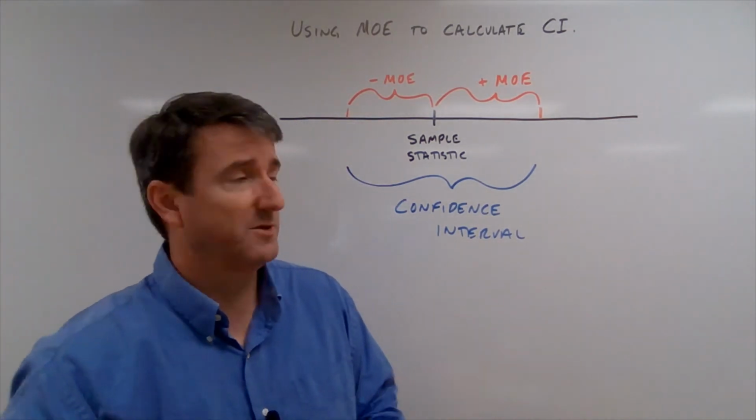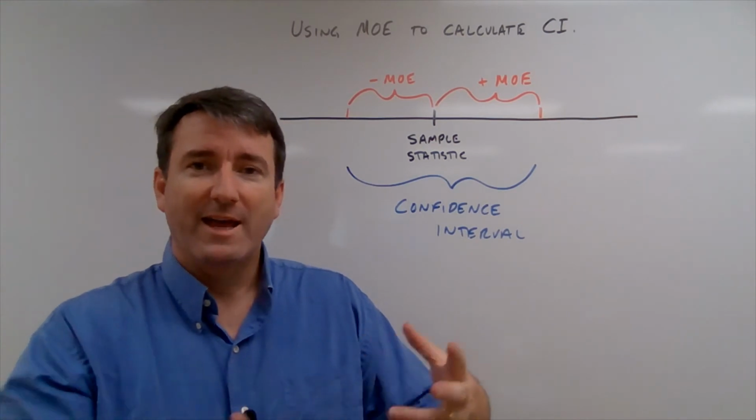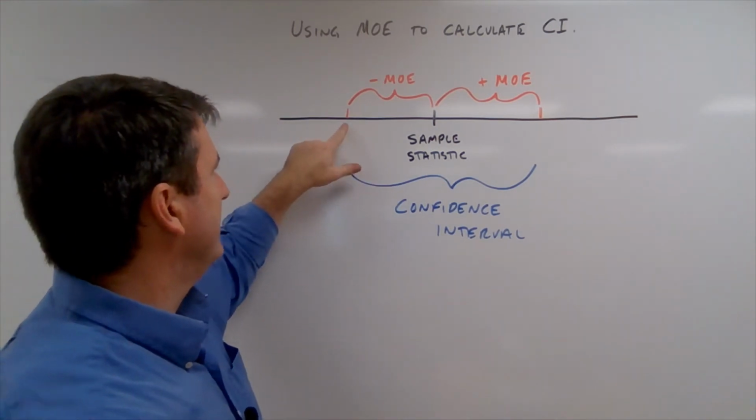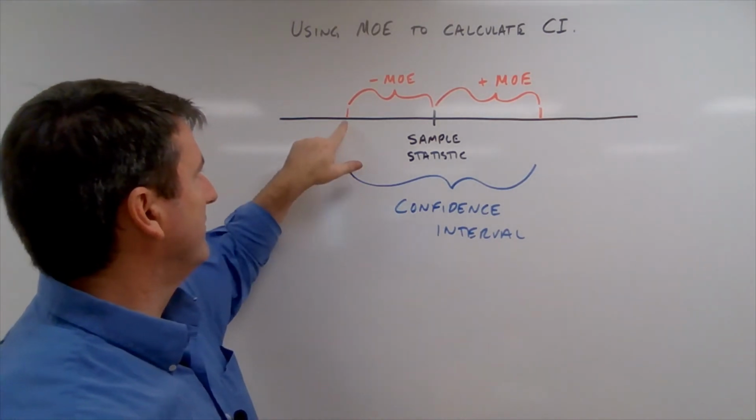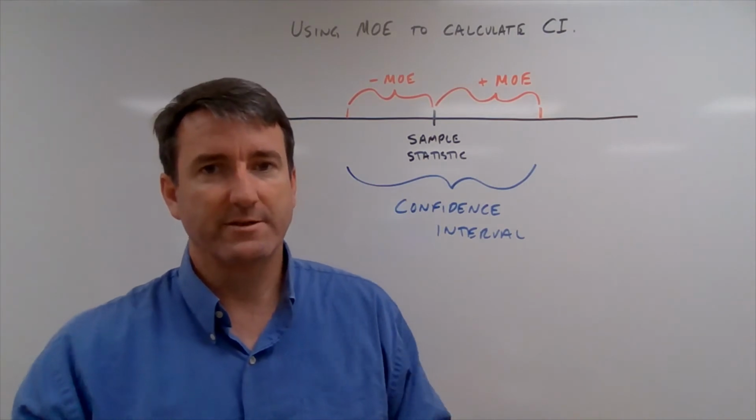And that's all we have to do. We're just going to start with our sample statistic. We're going to add our margin of error and subtract our margin of error from that sample statistic. And then the interval from this low value to the high value is our confidence interval.